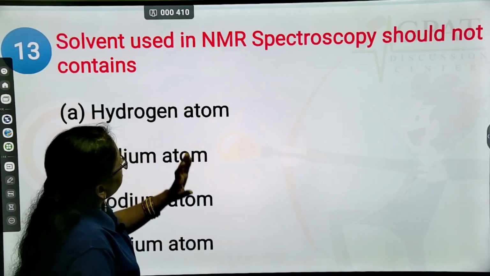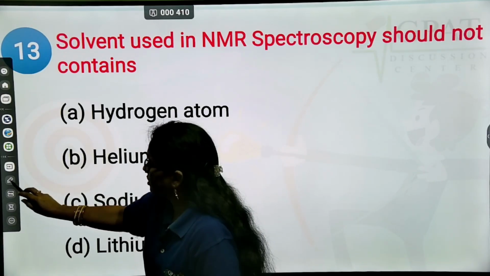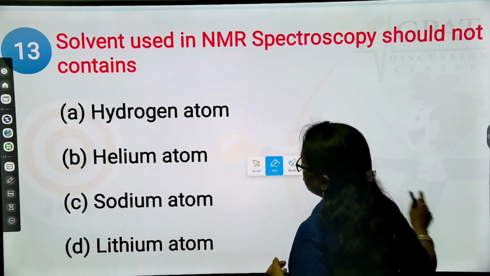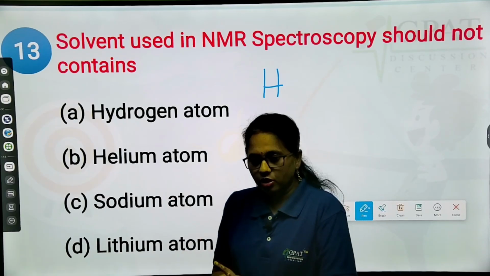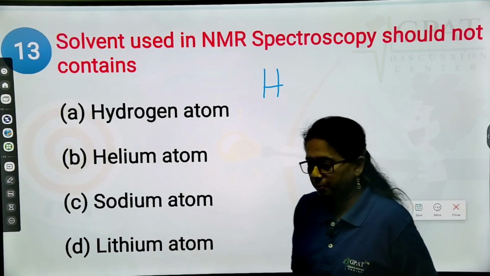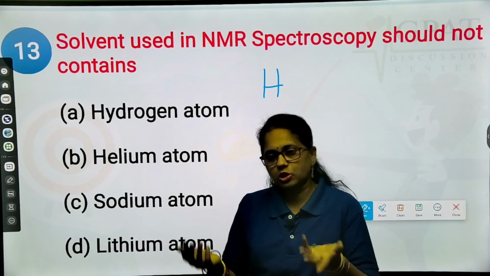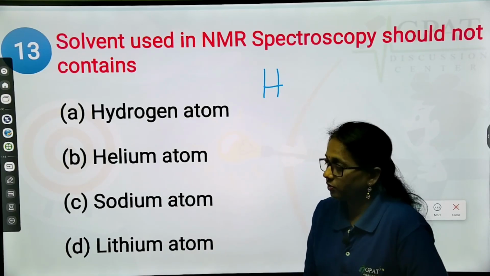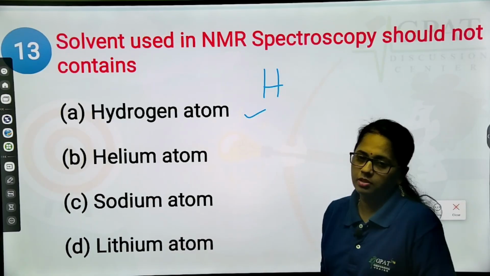Next question, solvent used in NMR spectroscopy should not contain. Whether it is proton NMR or carbon NMR, we are not going to use a solvent which has protons. So deuterated solvents we have to use in NMR. Hydrogen should not be there. In proton NMR, we are going to determine the number of protons. So if the solvent itself has protons, it's useless. Definitely deuterated solvents only we have to use. So it should not contain hydrogen atom. So this is the right option.